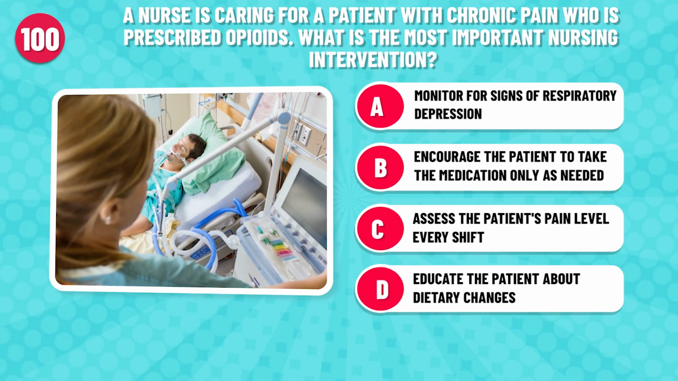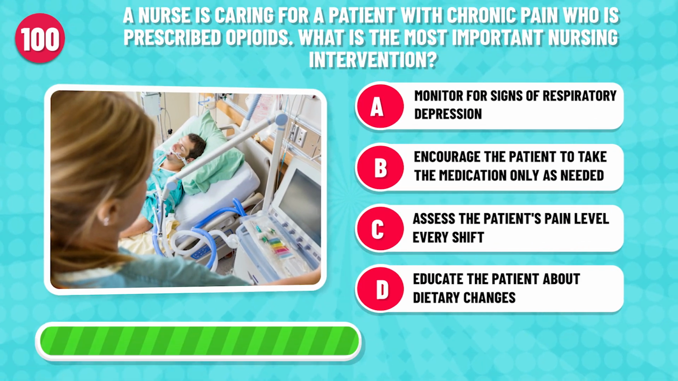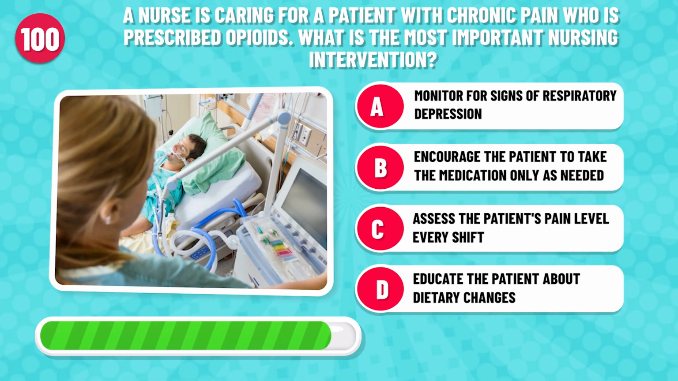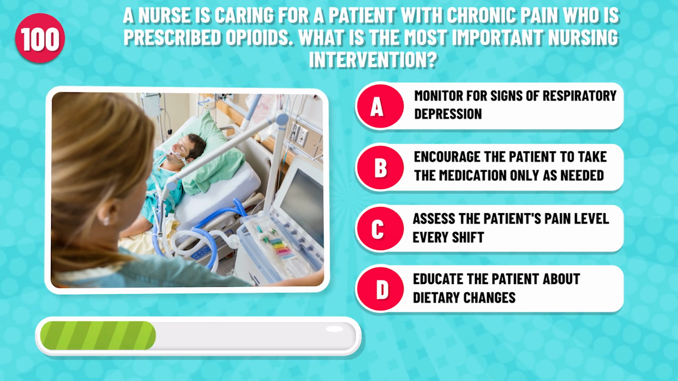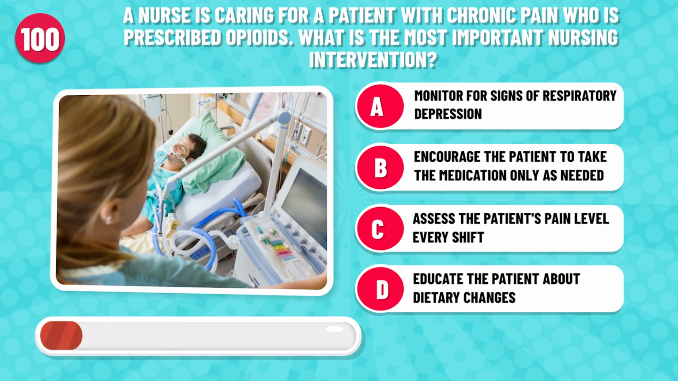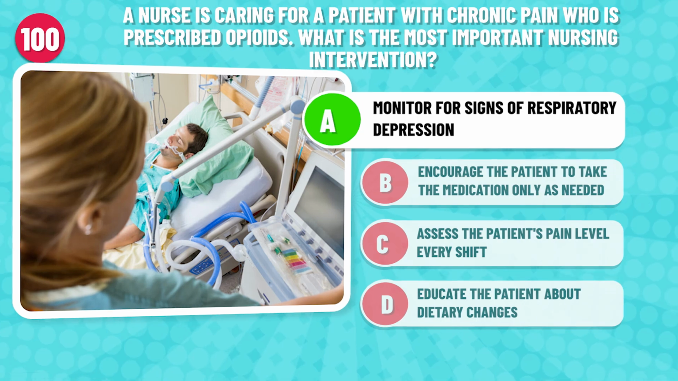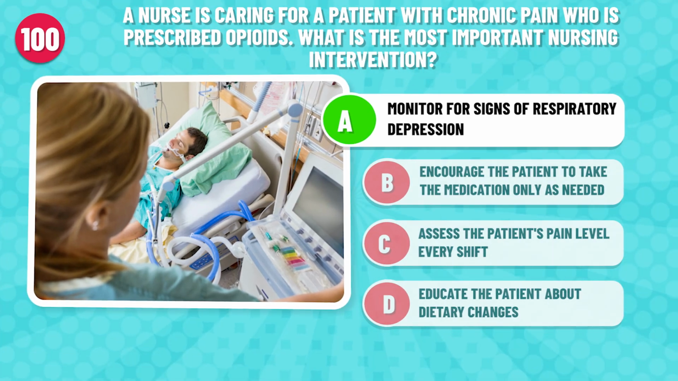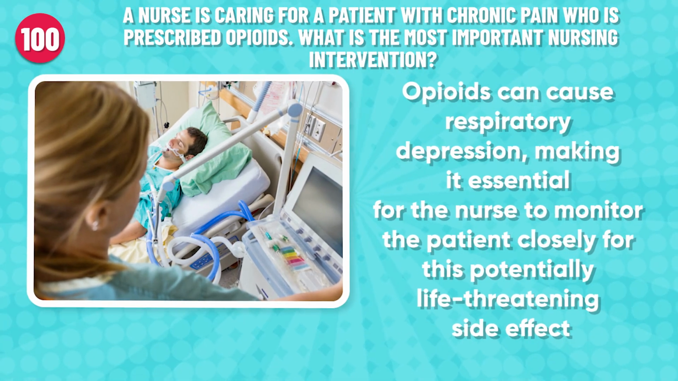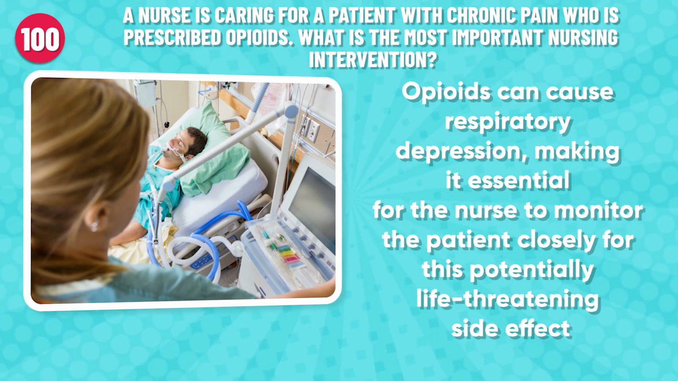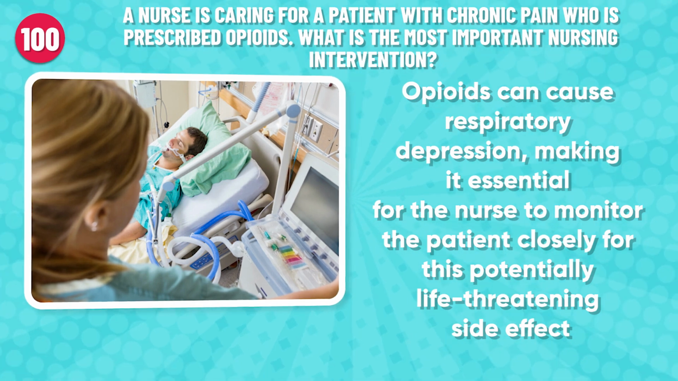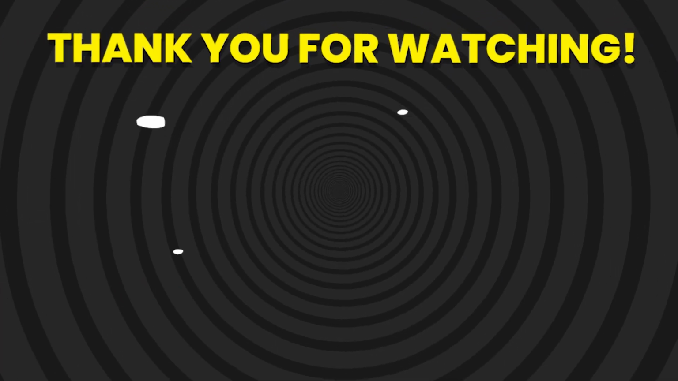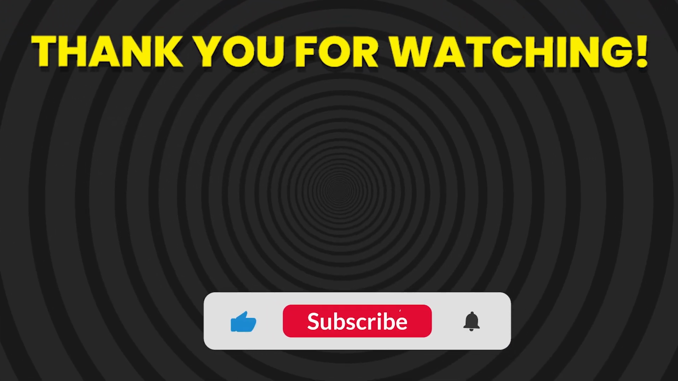A nurse is caring for a patient with chronic pain who is prescribed opioids. What is the most important nursing intervention? It's A. Monitor for signs of respiratory depression. Opioids can cause respiratory depression, making it essential for the nurse to monitor the patient closely for this potentially life-threatening side effect.